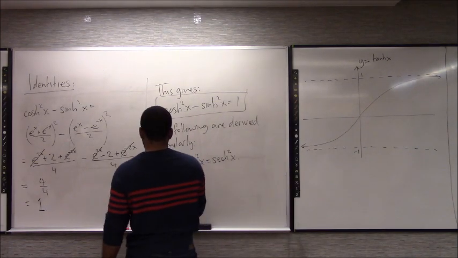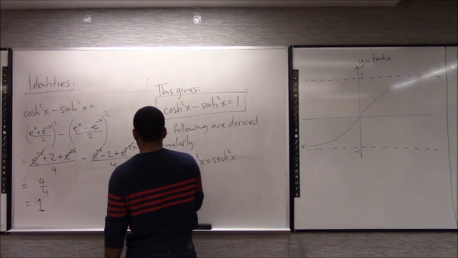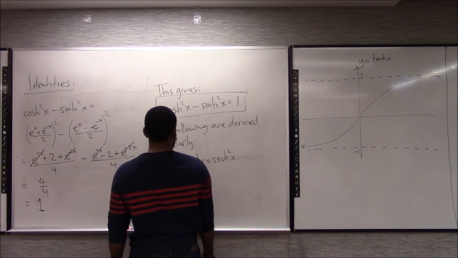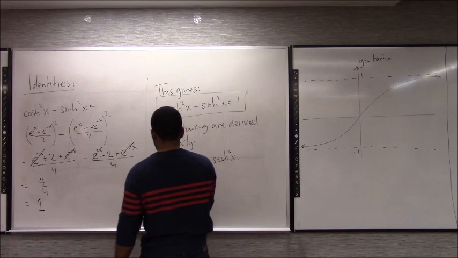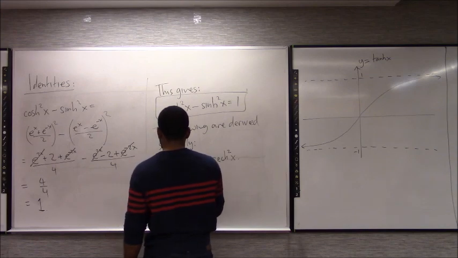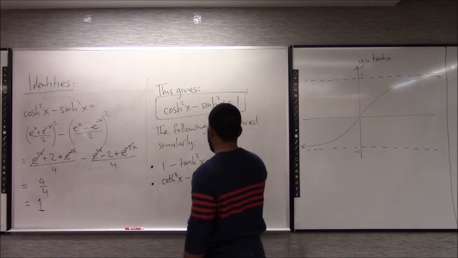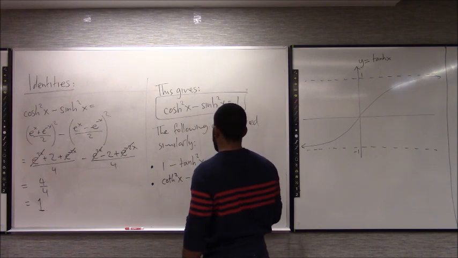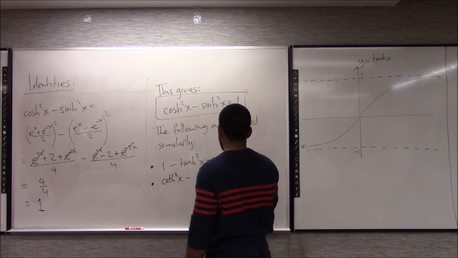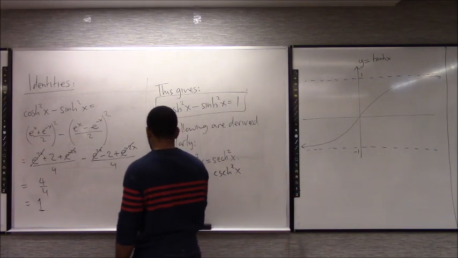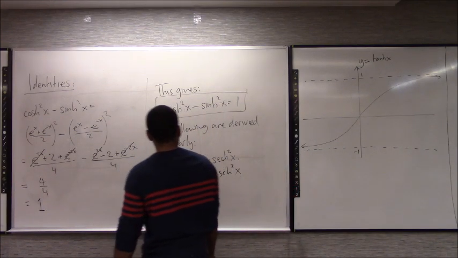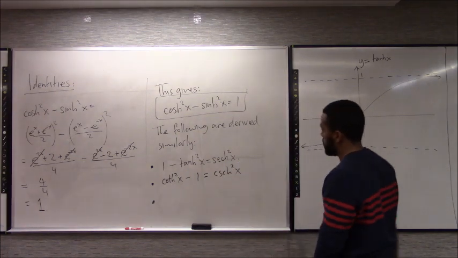And what are other identities that I want you to know? I mean, we could divide by the sinh squared instead, and we have the hyperbolic cotangent squared minus 1 equals the hyperbolic cosecant squared. There's not any other identities like that.